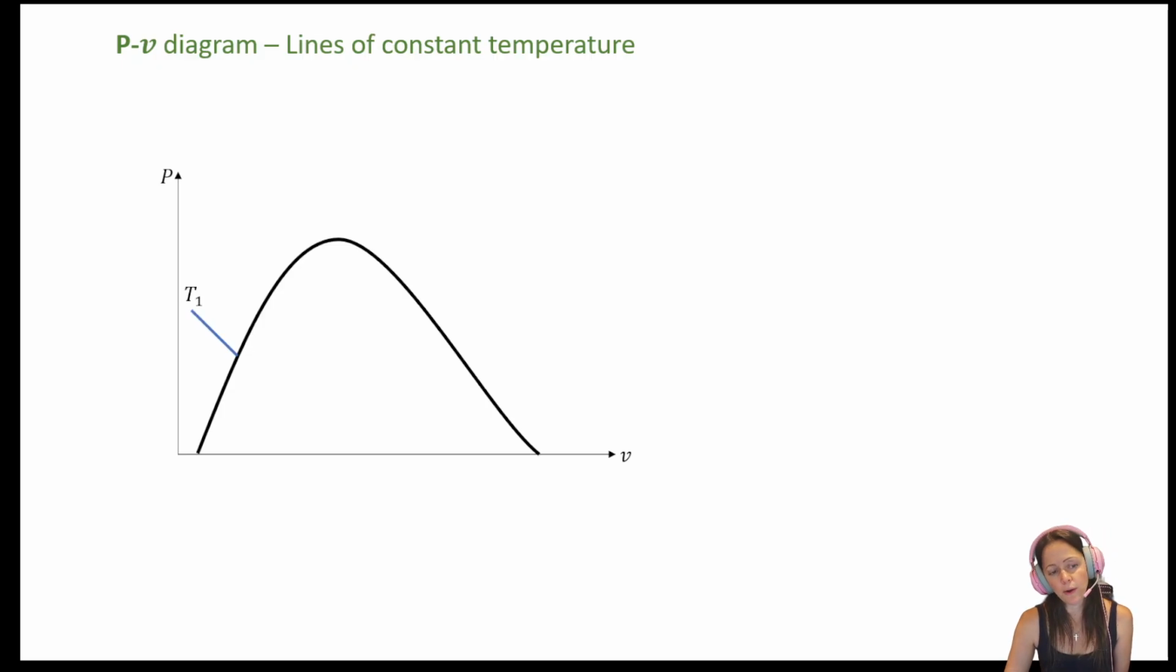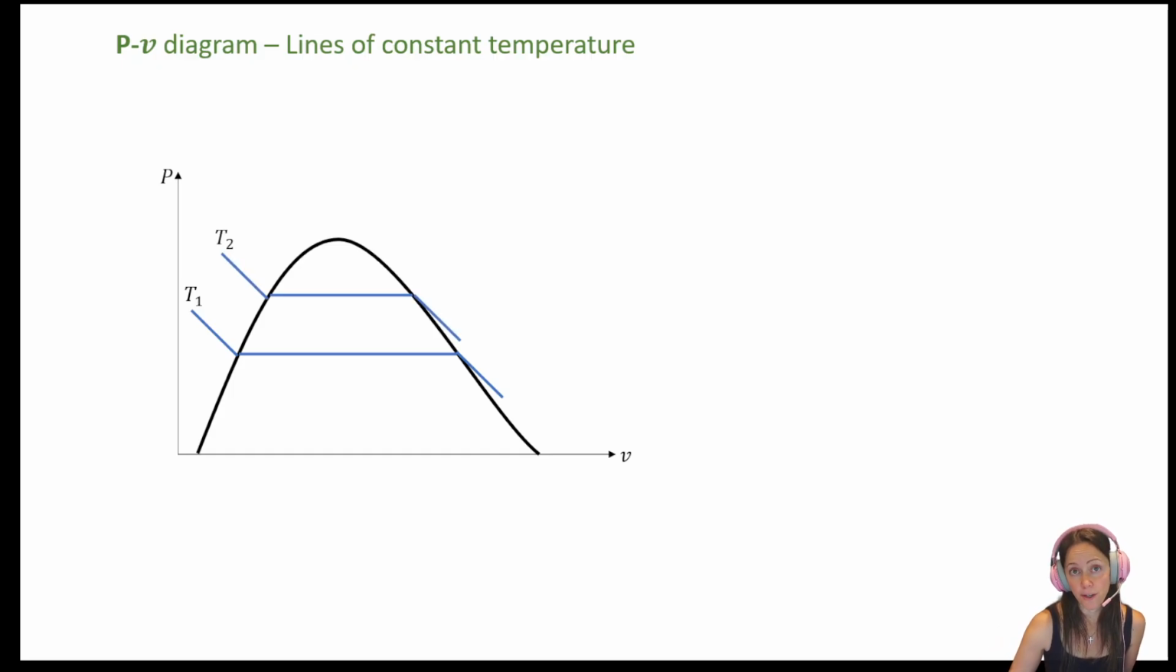Okay, so if I were to draw a line of constant temperature on this PV diagram, it would look like this. So you see that the tails sort of flip up on the left-hand side and flip down on the right-hand side, but it's straight across in that two-phase region. I could draw another line of constant temperature at another temperature. T1 and T2 are different, but as far as which one's bigger, well, it's kind of what you would think. T2 is bigger than T1.